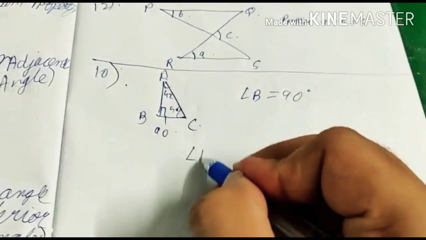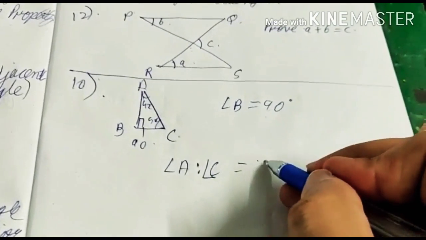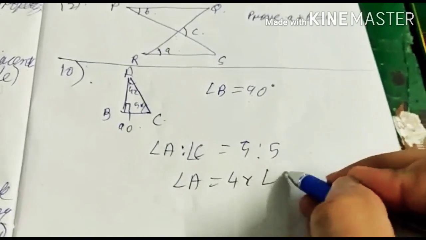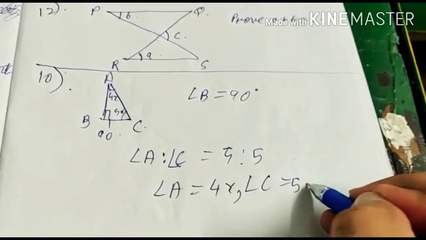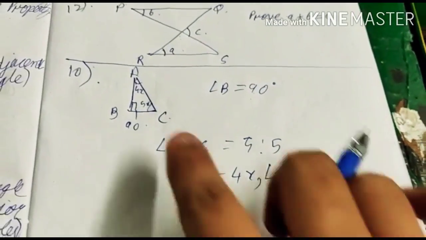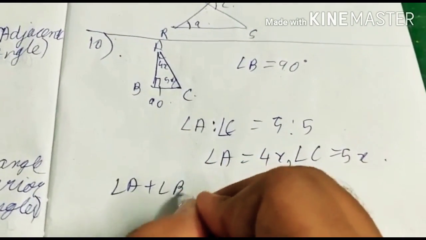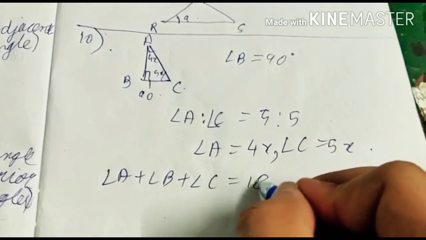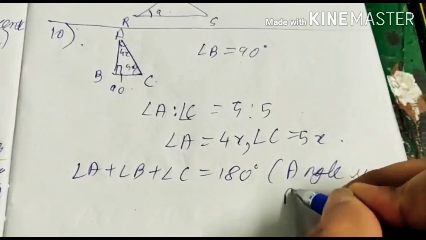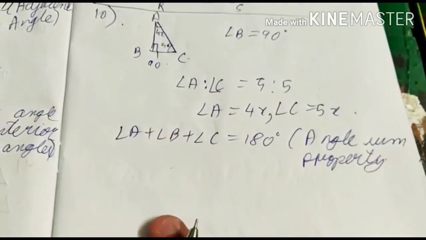It was said angle A to angle C is 4:5. So angle A is 4x and angle C is 5x. It is a triangle, so angle A plus angle B plus angle C equals 180 degrees. This is the angle sum property. According to the angle sum property, the sum of the three angles is 180 degrees.